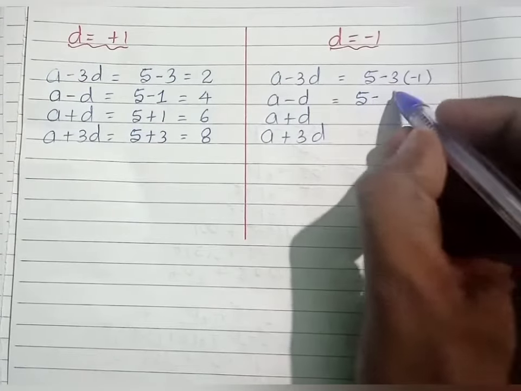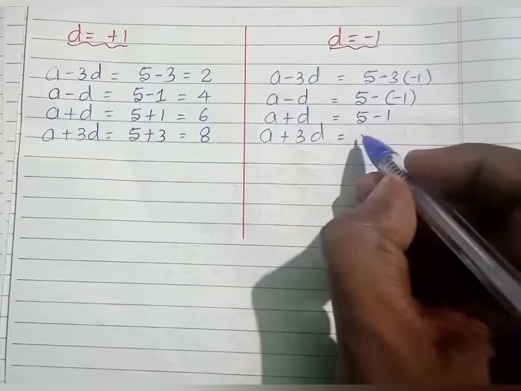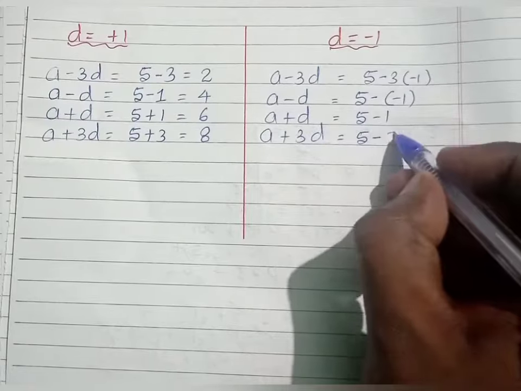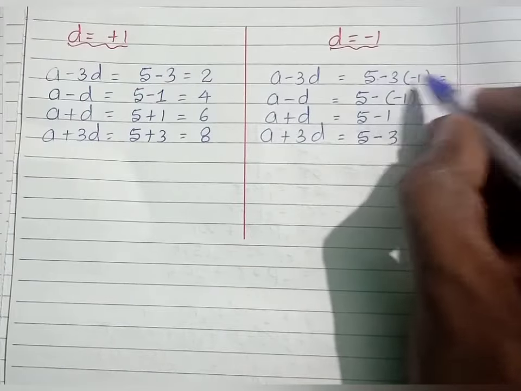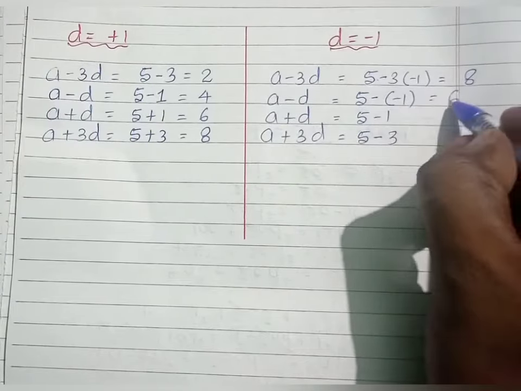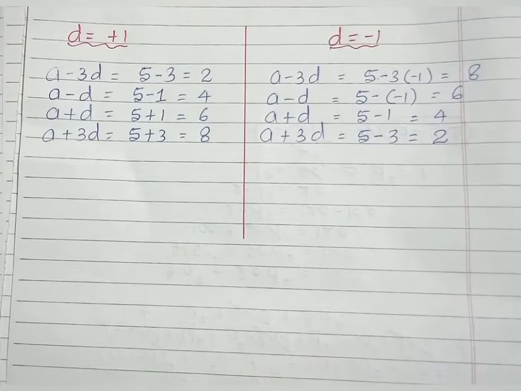5 minus of minus 1, then 5 minus 1 plus into minus minus 5 plus into minus minus 3 ones are 3. So minus into minus plus, 3 ones are 3, 3 plus 5 is 8, minus into minus plus 5 plus 1 is 6, 5 minus 1 is 4, 5 minus 3 is 2.